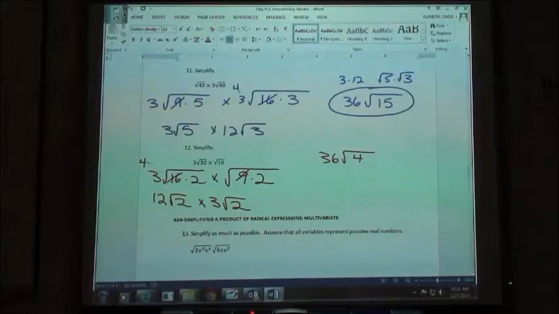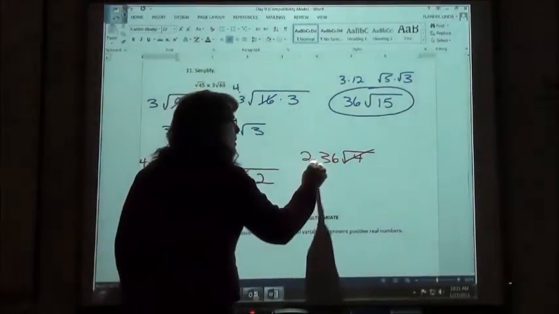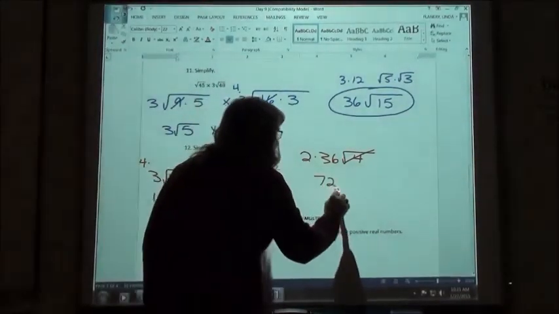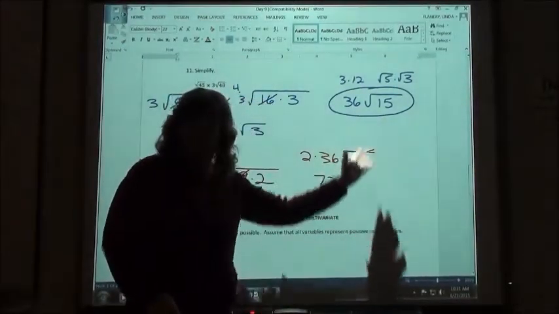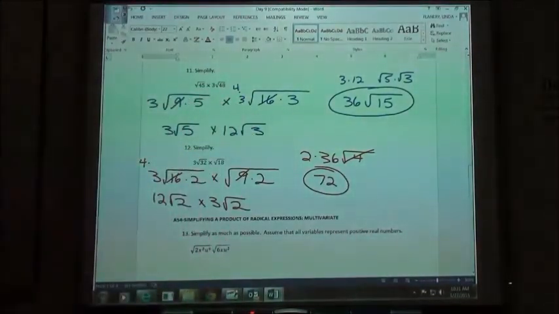When we do the square root of 4, what do we get? 2. We're going to multiply that 2 by the number in front, which gives us 72, and there's nothing left in that square root. So we just get a nice whole number on that one.